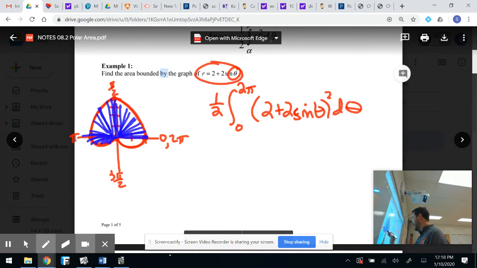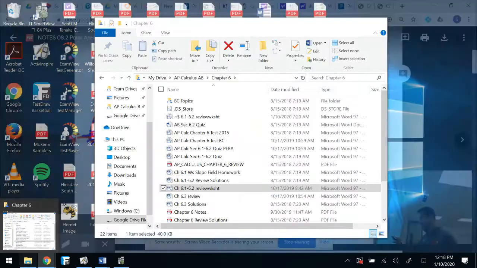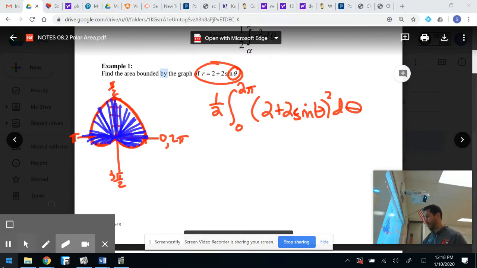And then from 3 pi over 2 to 2 pi, it's that little bit. And then how about that? I get it all shaded in. So hopefully you're thinking, hey, are there other things that you could do to get the area of that? Let's see if we can check here.